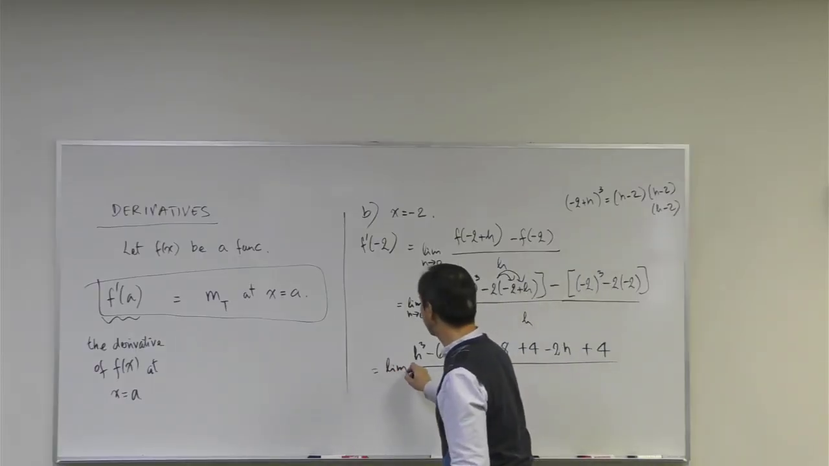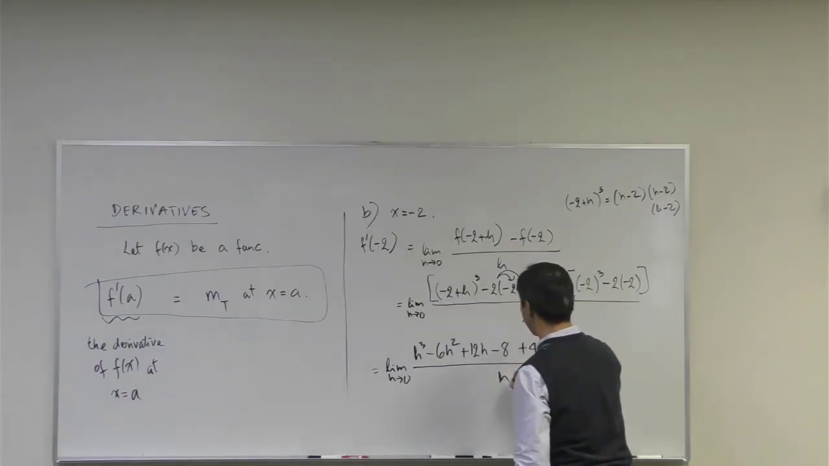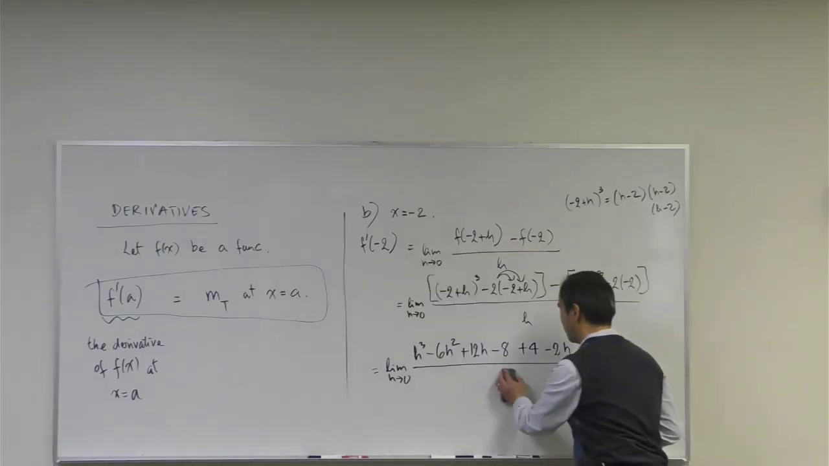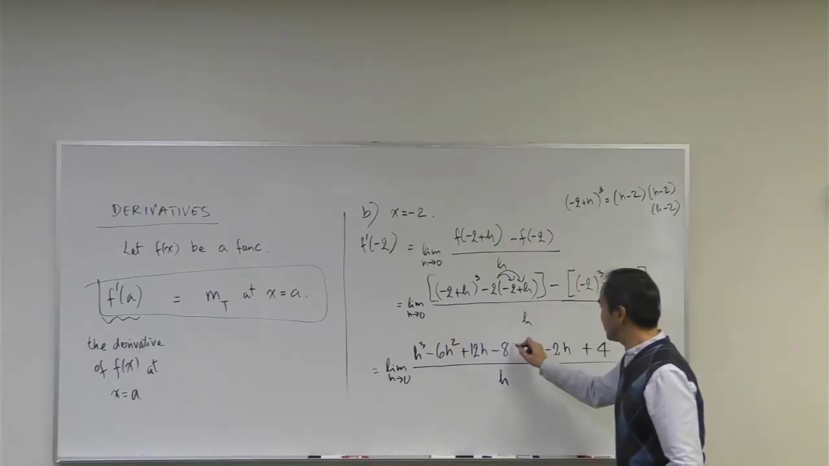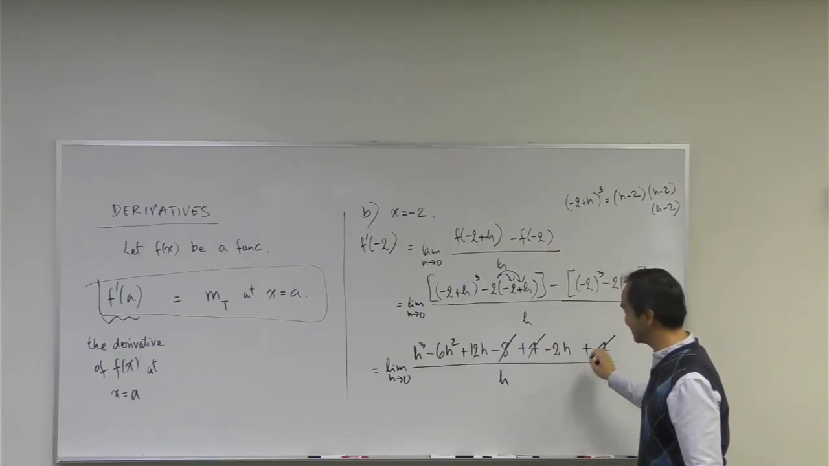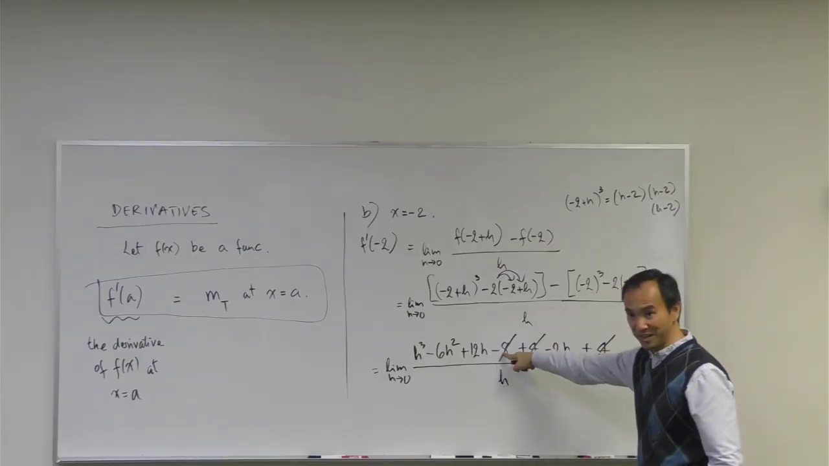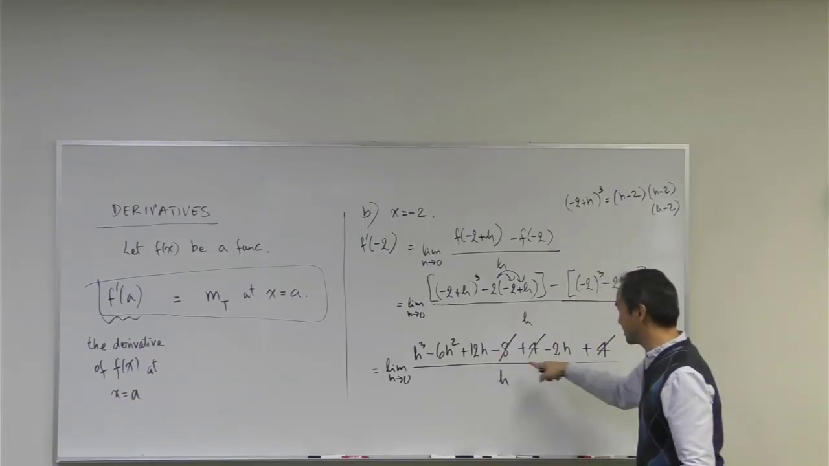That is a limits problem as h goes to 0. So lots of cancellation can happen over here. Just can't make the h look any better. Okay, so these opposite terms cancel. And 4 plus 4 is opposite with minus 8. The like terms here will combine, making it a plus 10h.